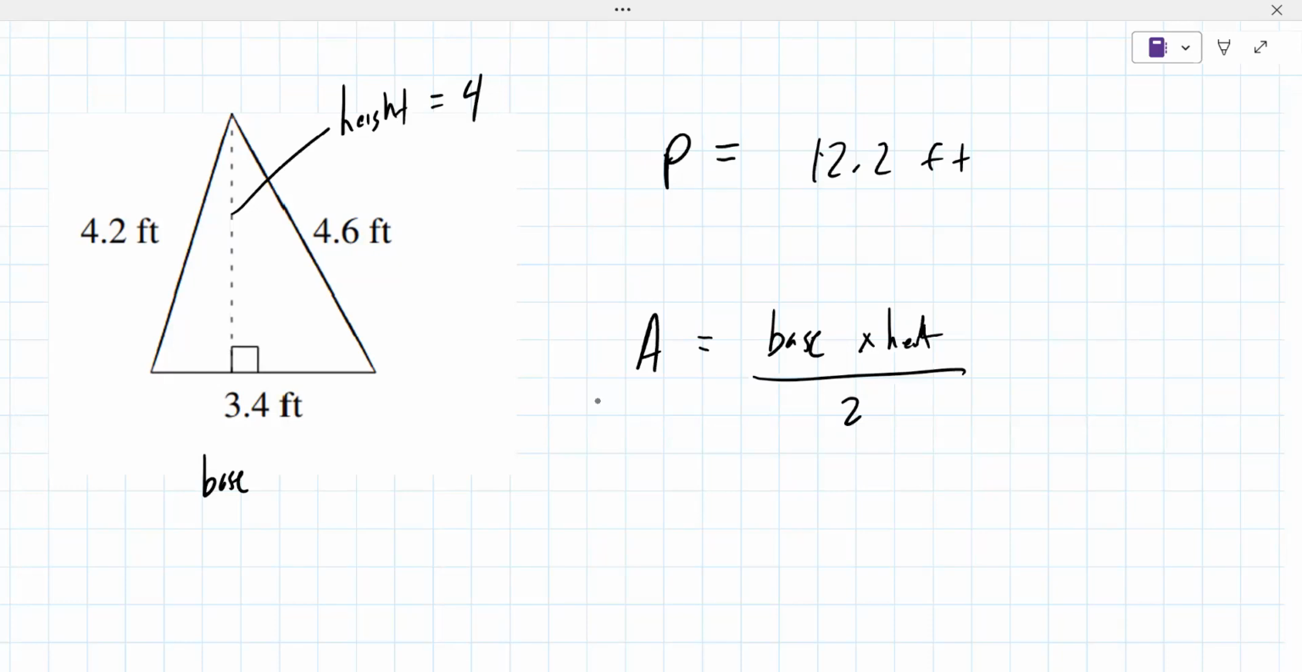Height 4. So the area is 3.4 times 4 divided by 2. So is the area 6.8 feet squared? Is that how you would say it? Exactly. Yeah.